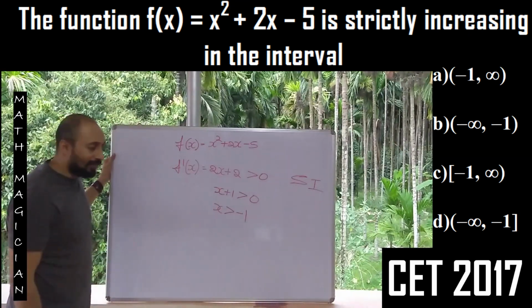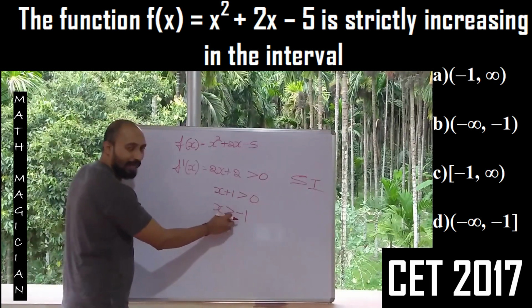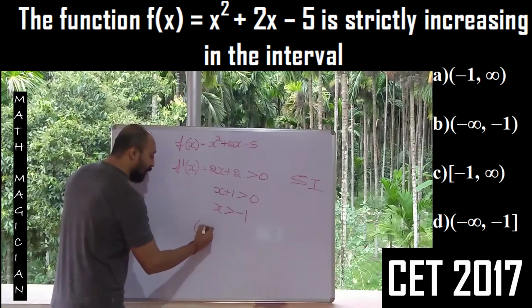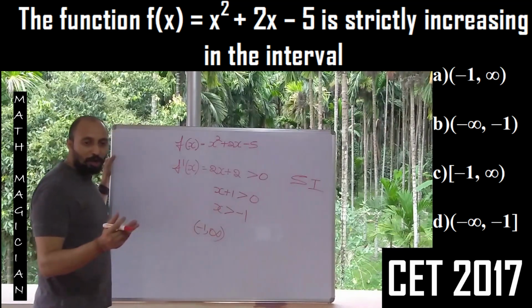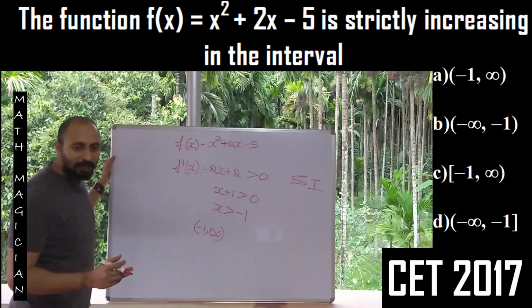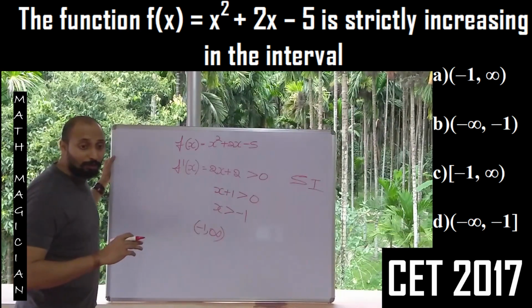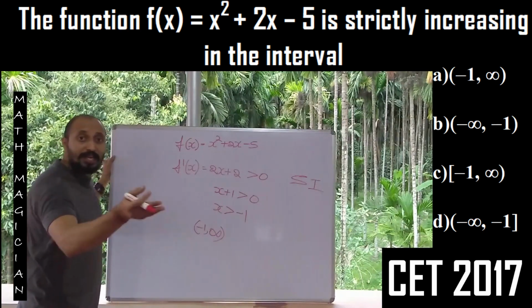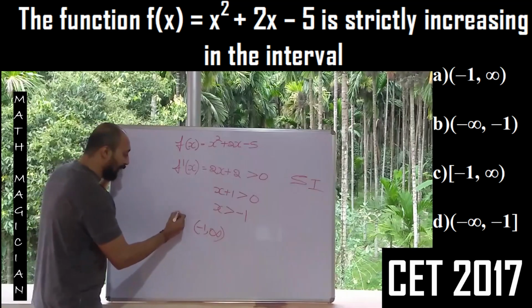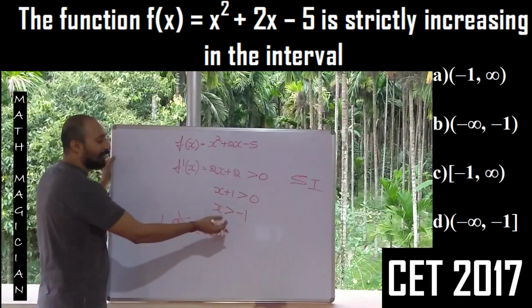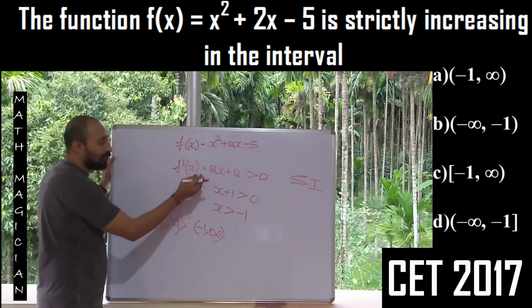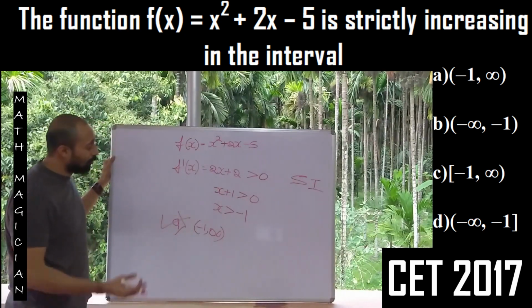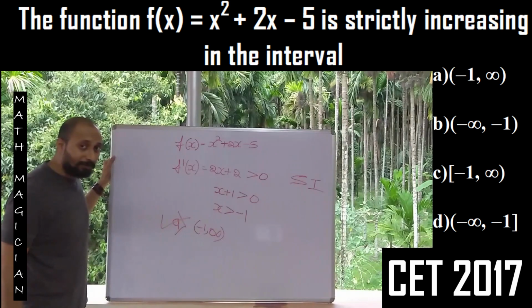So how do you write x is greater than minus 1? There is not greater than or equal to. So it is minus 1 to plus infinity, which is in option A there. Option A is your right answer. Anything greater than minus 1 satisfies the slope of this equation as positive curve. So that is our right answer.